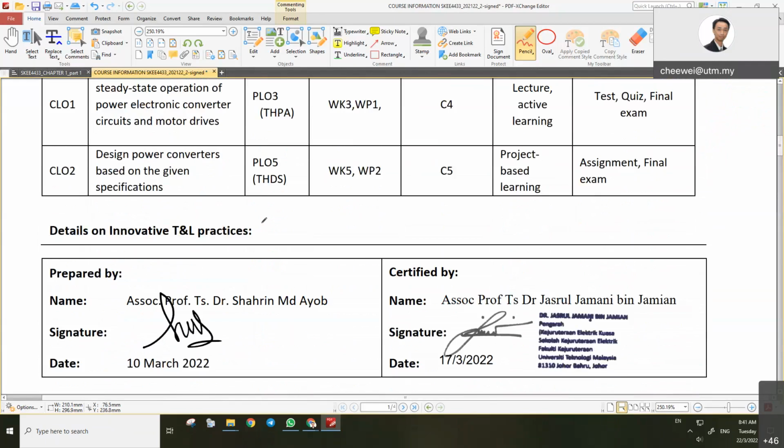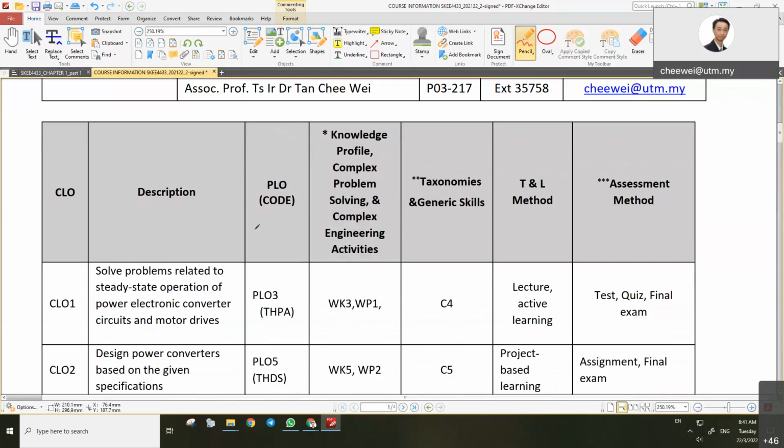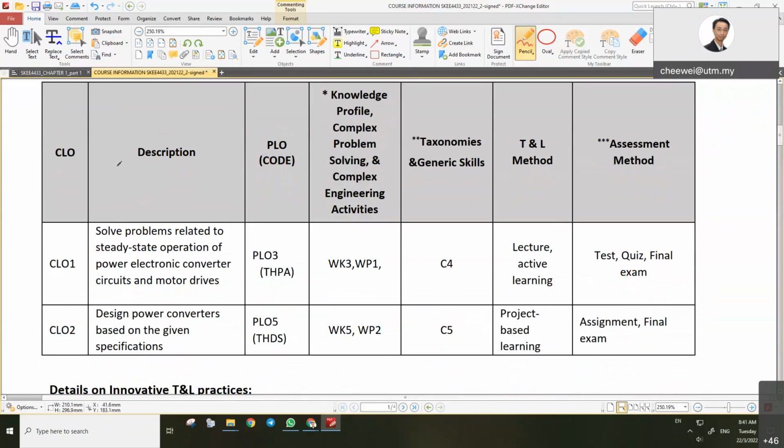Let's see what is expected at the end of the course. So we have the CLO. Anyone knows what is CLO here? Course learning outcome. Why do we have CLO? Because we need to comply with OBE. OBE stands for outcome-based education. That's the 21st century educational learning method, I guess. So CLO is the course learning outcome.